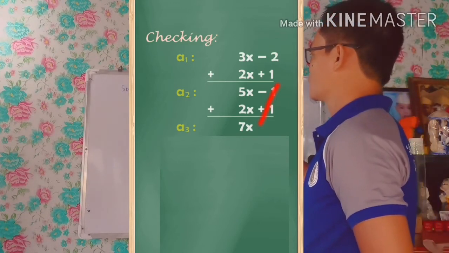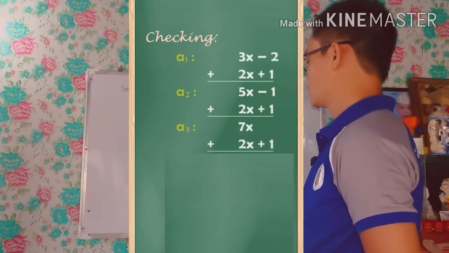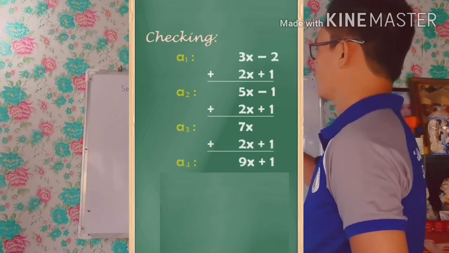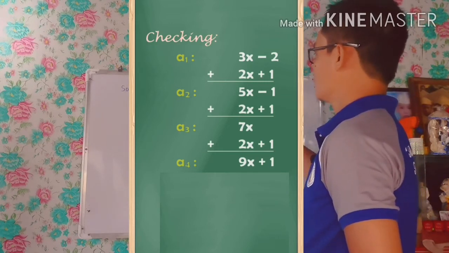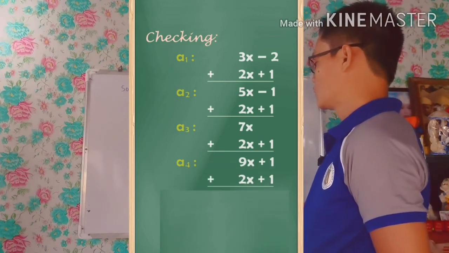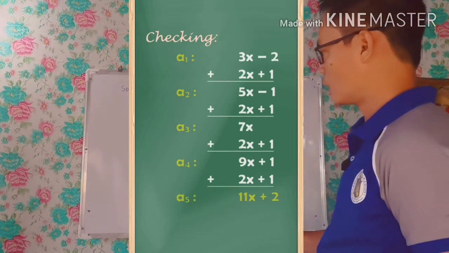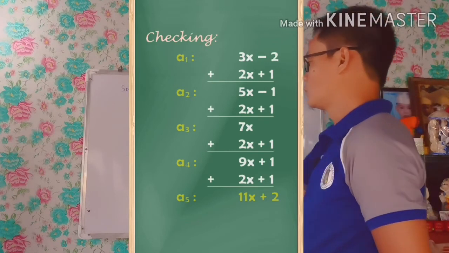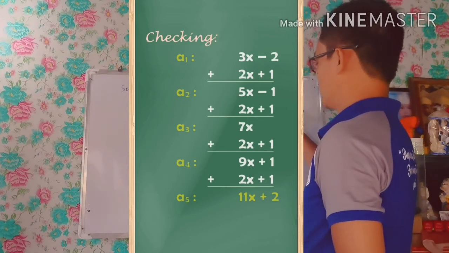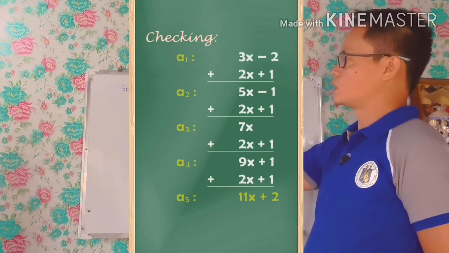Third term is 7x. Again, we will add 7x to the common difference for a sub 4. We have 9x plus 1. The next term is 9x plus 1. Again, we are going to add the common difference 2x plus 1 to be able to get the final, the a sub 5. Be sure that this answer should be equivalent to 11x plus 2. So finally, our fifth term is 11x plus 2. This answer is aligned with the answer using the formula.